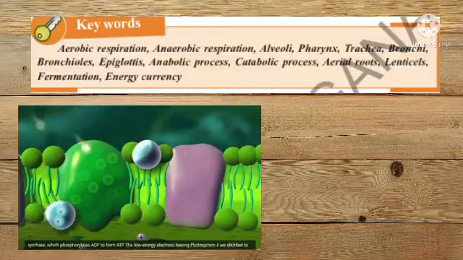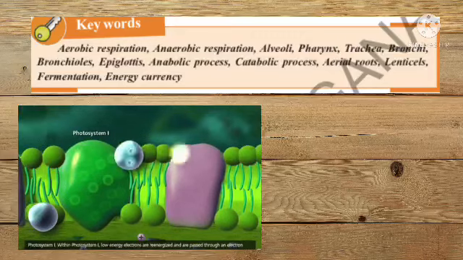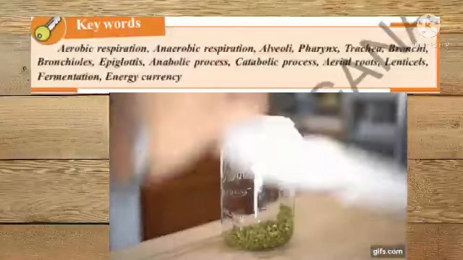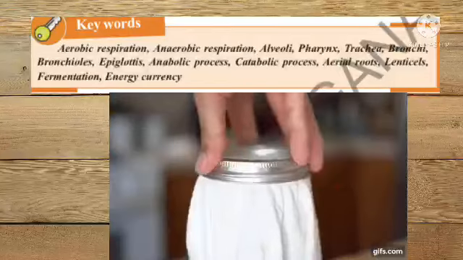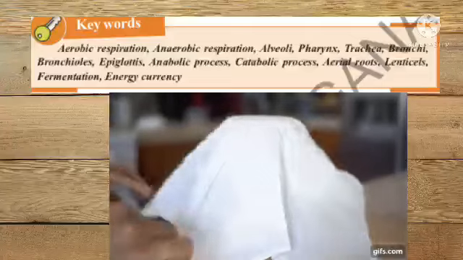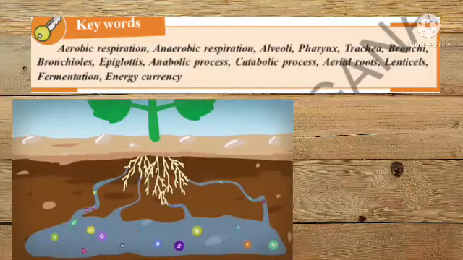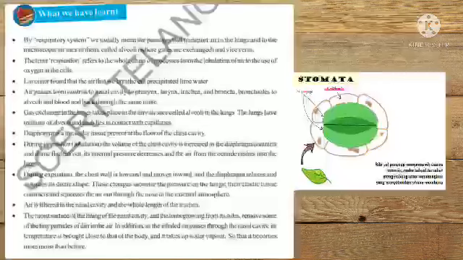Here are the keywords that are related to our lesson: aerobic respiration, anaerobic respiration, alveoli, pharynx, trachea, bronchioles, epiglottis, anabolic process, catabolic process, areolar root, lenticels, fermentation, energy currency. These are the keywords related to our lesson. Once again, I would like to repeat the keywords: anaerobic respiration, aerobic respiration. We have already come to know that one takes place in the presence of oxygen, and the other in the absence of oxygen.